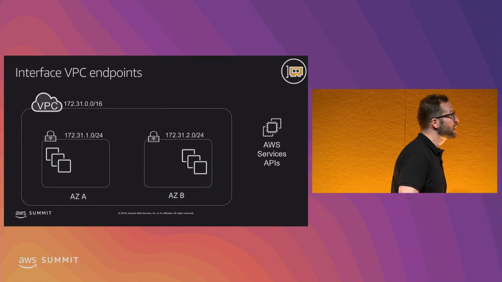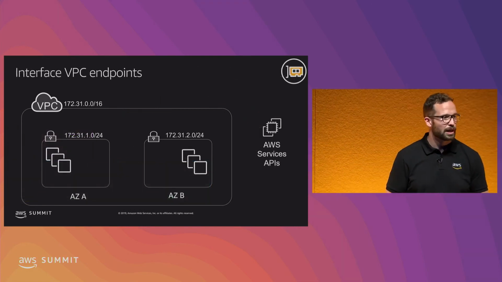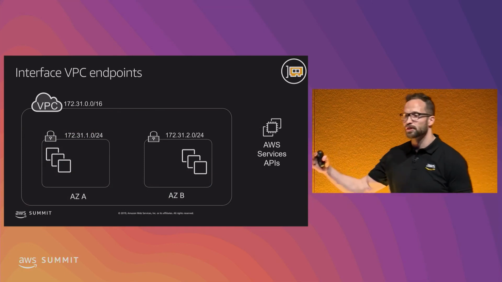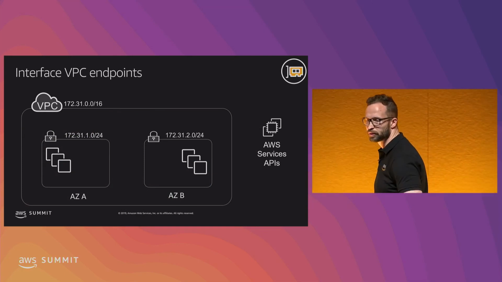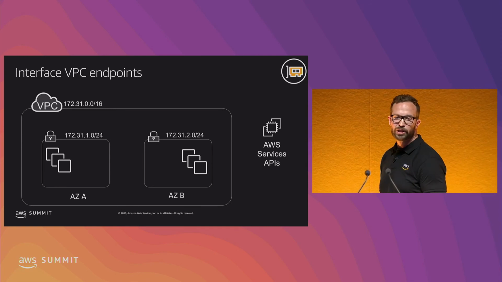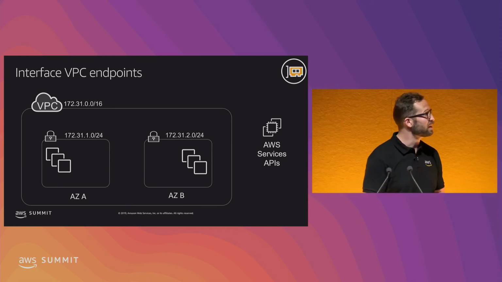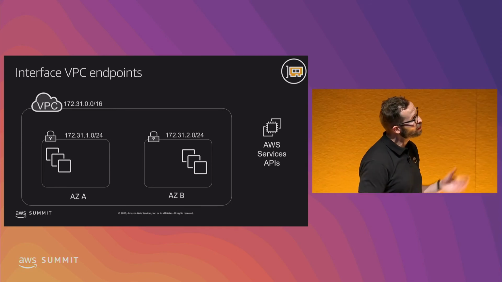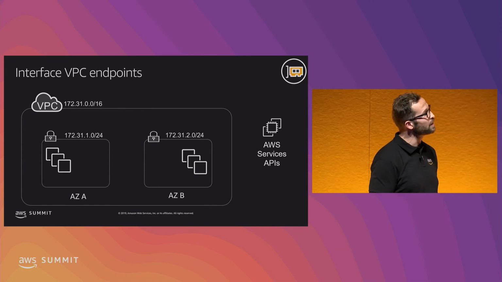Another type of endpoint we have are interface endpoints. And these endpoints are now used by all the other services that are becoming available inside your VPC. So an example here is AWS Services API. So if you want to connect to that service, you can use an interface endpoint.